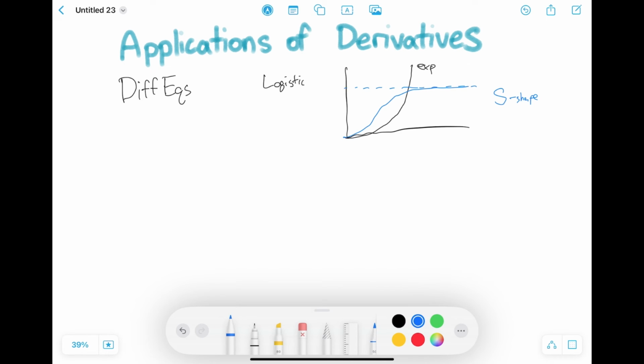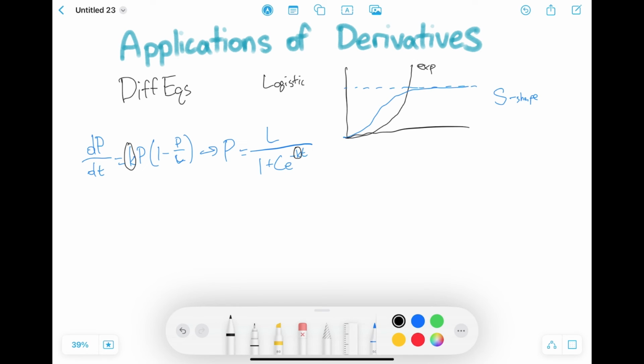And what our logistic differential equation looks like is dp over dt is equal to kp times 1 minus p over L, right? In this case, k is a constant, L is our limiting capacity, and p is our population function. And this is solved as p is equal to L over 1 plus ce to the negative kt, where k is the same constant. That's really important, that this k and this k are the same constant, and then c is a new constant that we have to solve for.